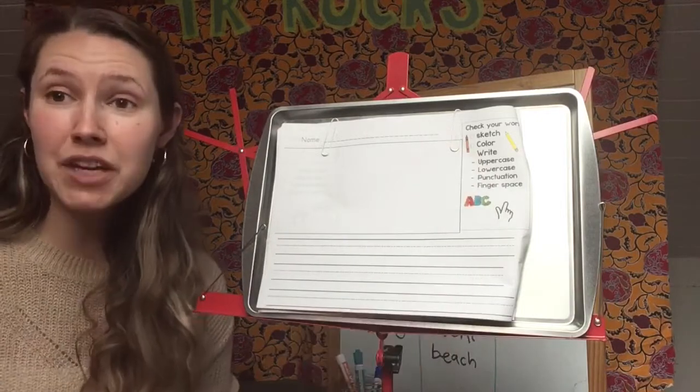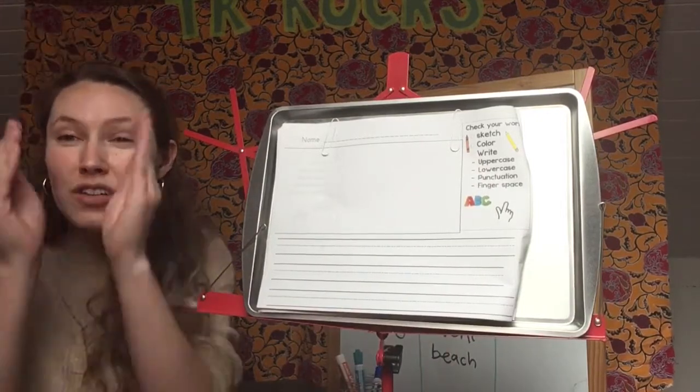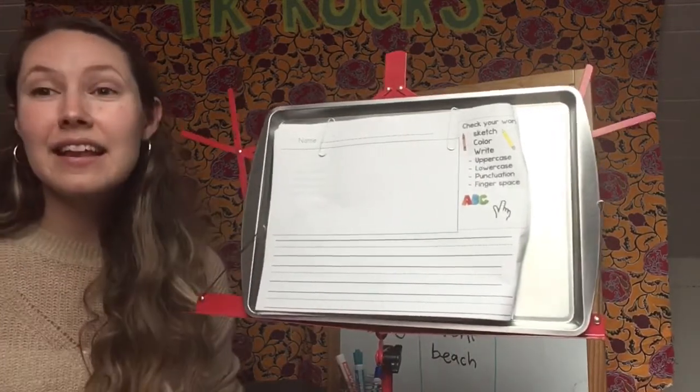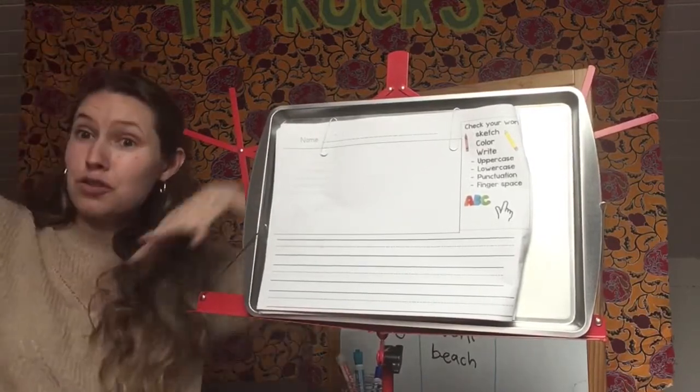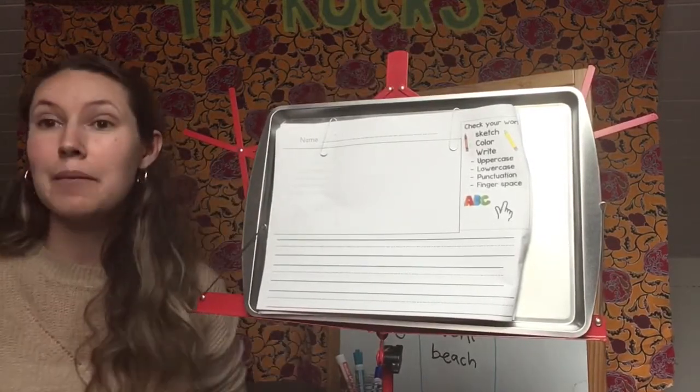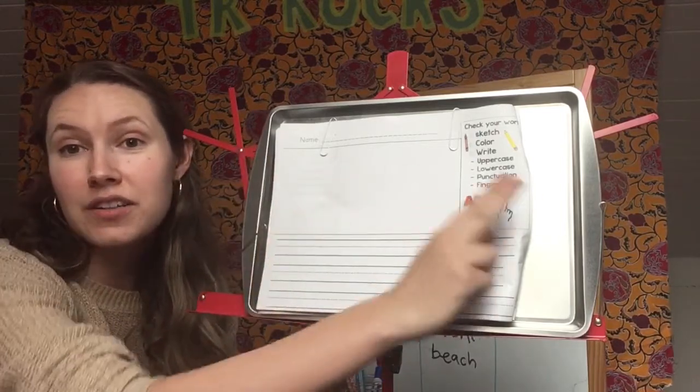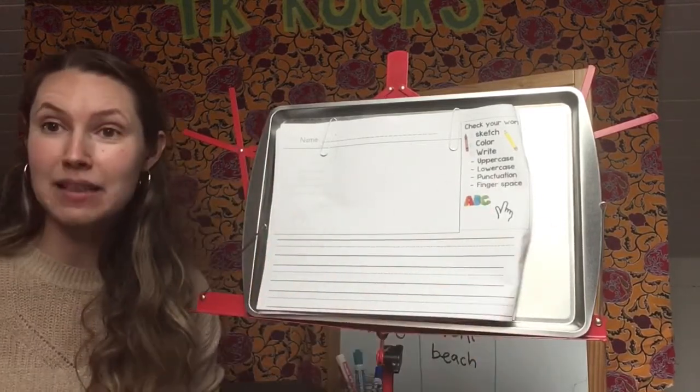And then the last thing, finger space. Remember, if your words are too close together, then it's really hard to read them. And if they're too far away, it's hard to read them. So we want to just use 1 or 2 fingers in between each word to space them out.